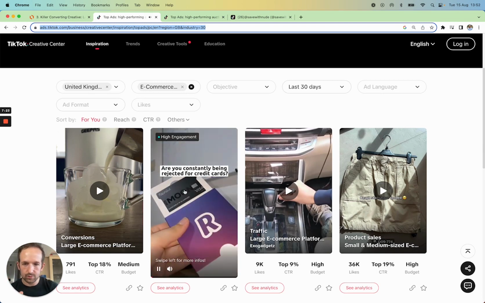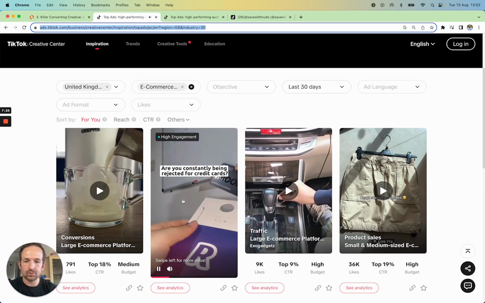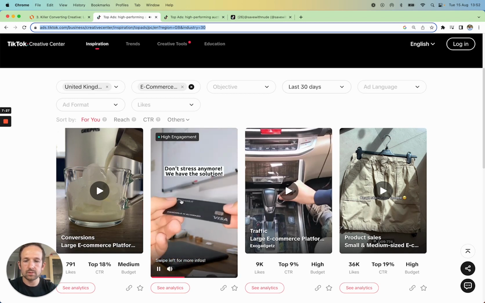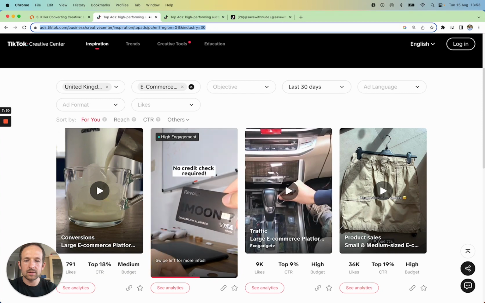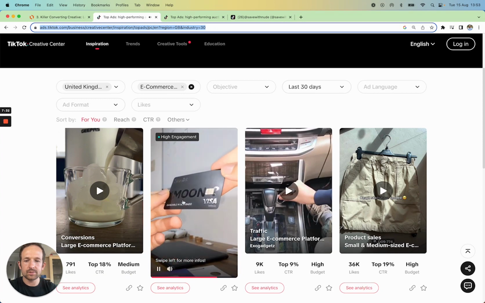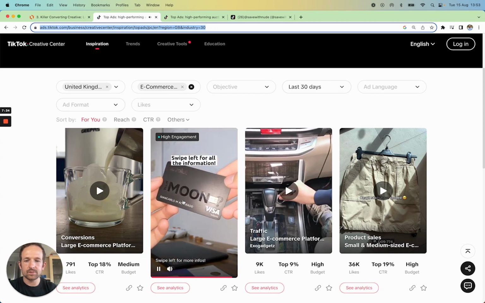Are you constantly being rejected for credit cards? Don't stress anymore. We have the solution. No credit check required. Swipe left for all the information.